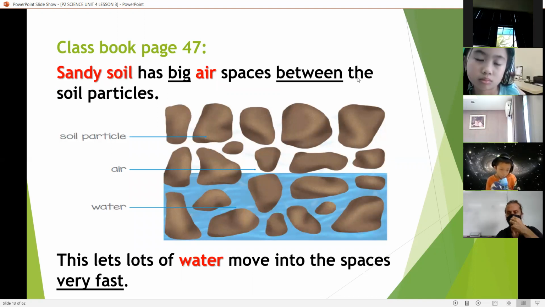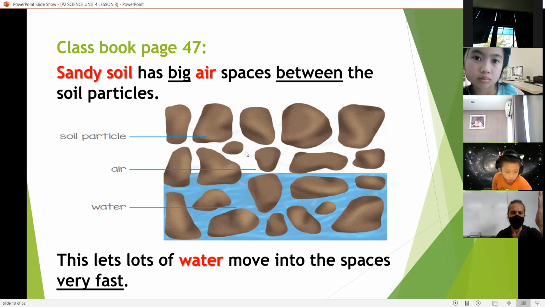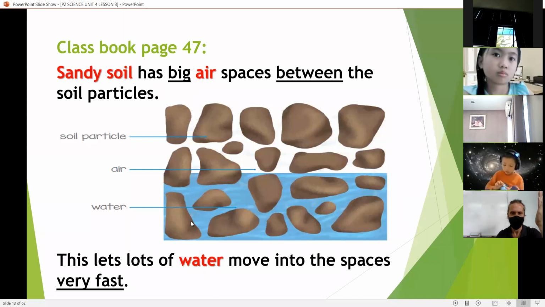the water will move down into these spaces here. The water will move through sandy soil very fast.